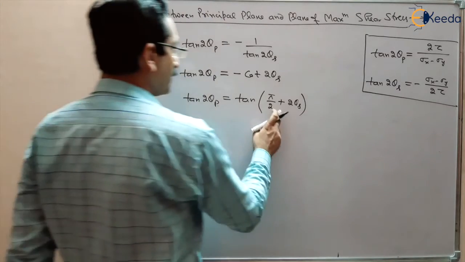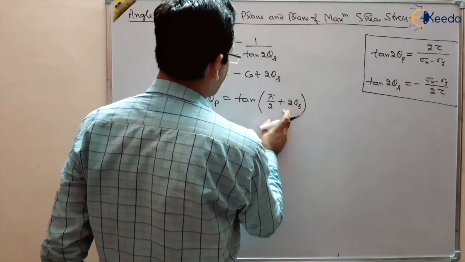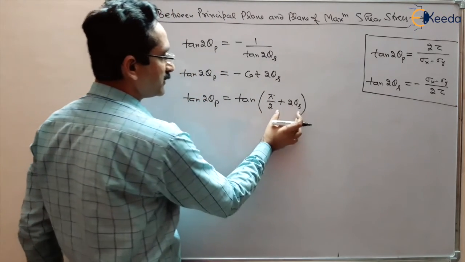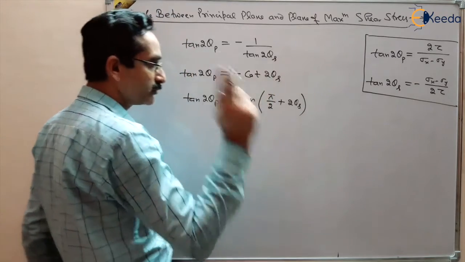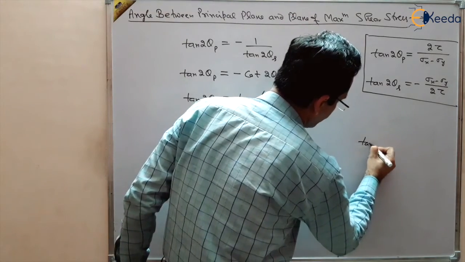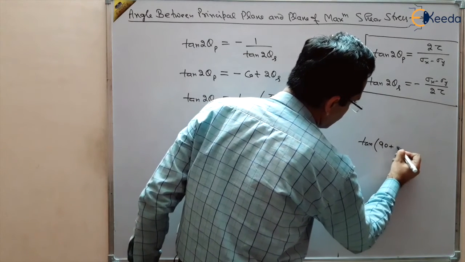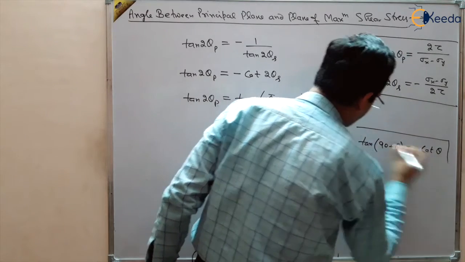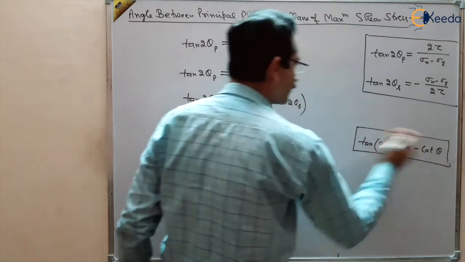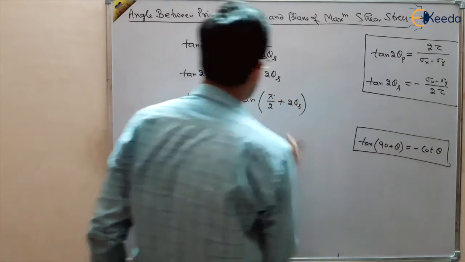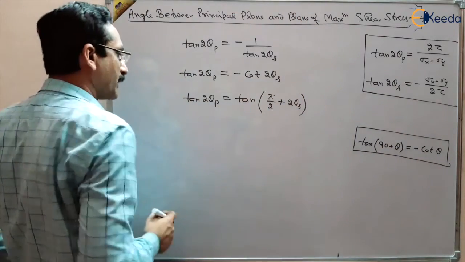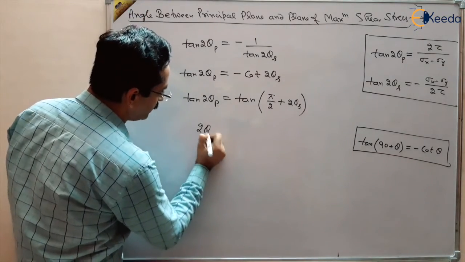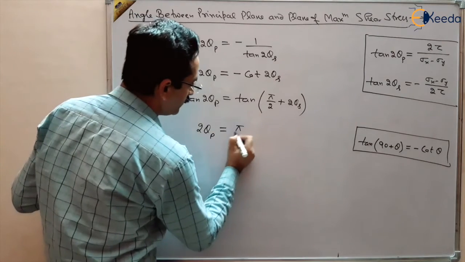So this will come into the second quadrant. In the second quadrant tan is negative, and with pi by 2 it becomes cot. So tan (90 plus theta) is equal to minus cot theta, right? You should remember that tan (90 plus theta) will be equal to minus cot theta. This identity we have used here and we have converted minus cot theta into tan (90 plus theta). So here we have used pi by 2 plus 2 theta s. Now tan to tan cancel and we will get 2 theta p equal to pi by 2 plus 2 theta s.